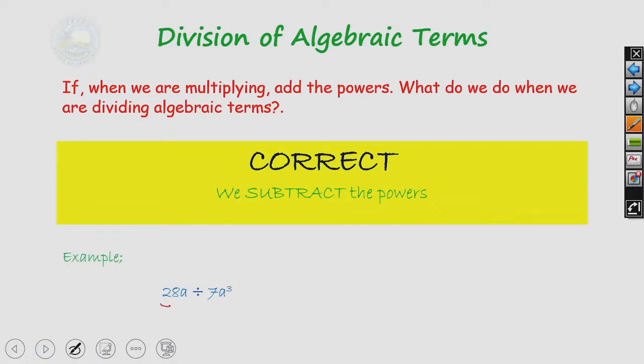So again, we are going to work out the coefficients by themselves. So it's going to be equal to 28 divided by 7, which is 4. And next we have a divided by a cubed, which is going to be a to the power 1 minus 3, giving me 4a to the minus 2 power. 1 minus 3, utilizing our rules from integers, is minus 2.